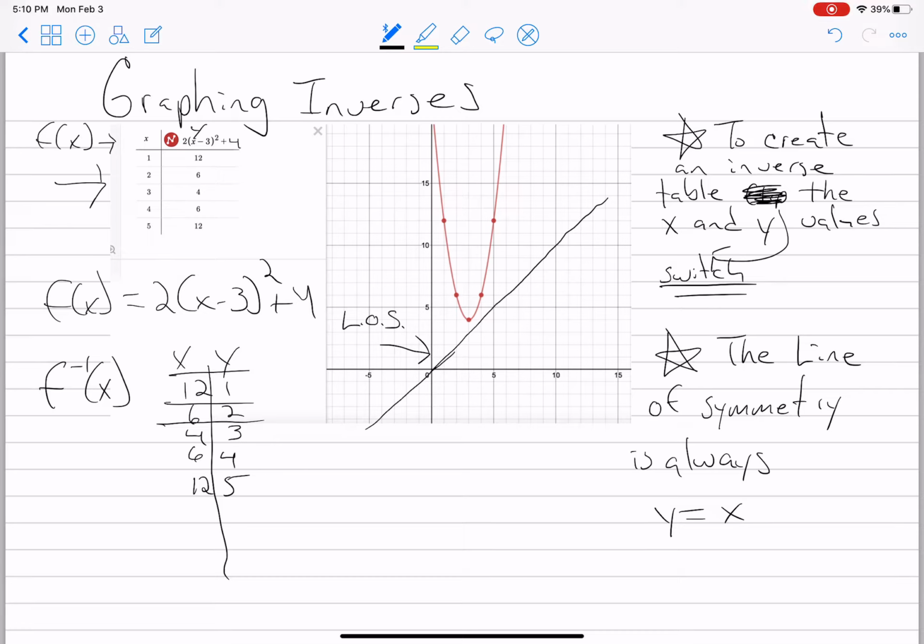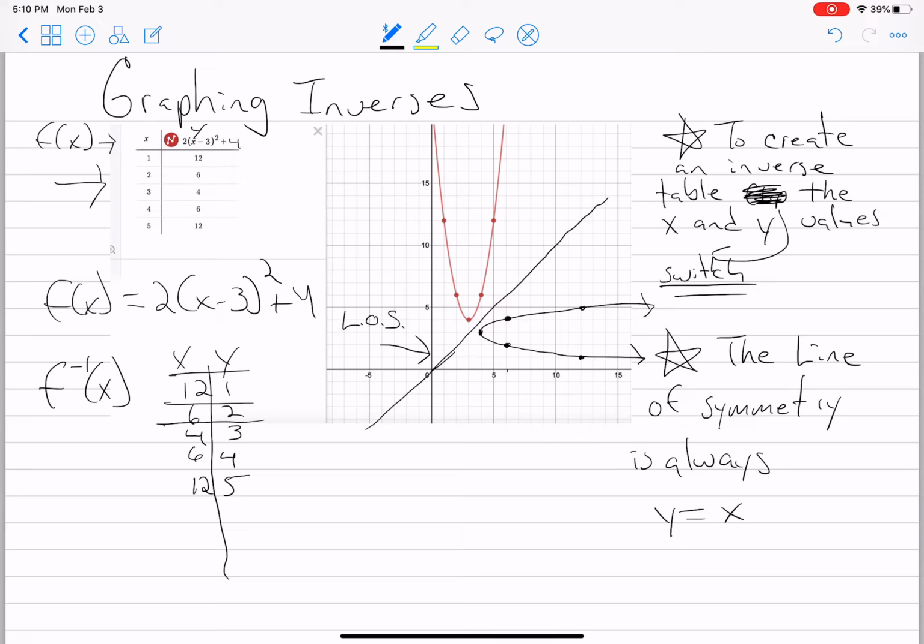What is this? X is 12, y is 1. I like it. X is 6, y is 2. I like it. X is 4, y is 3. We got it. X is 6, y is 4. And x is 12, y is 5. Here we go. Here is my inverse.